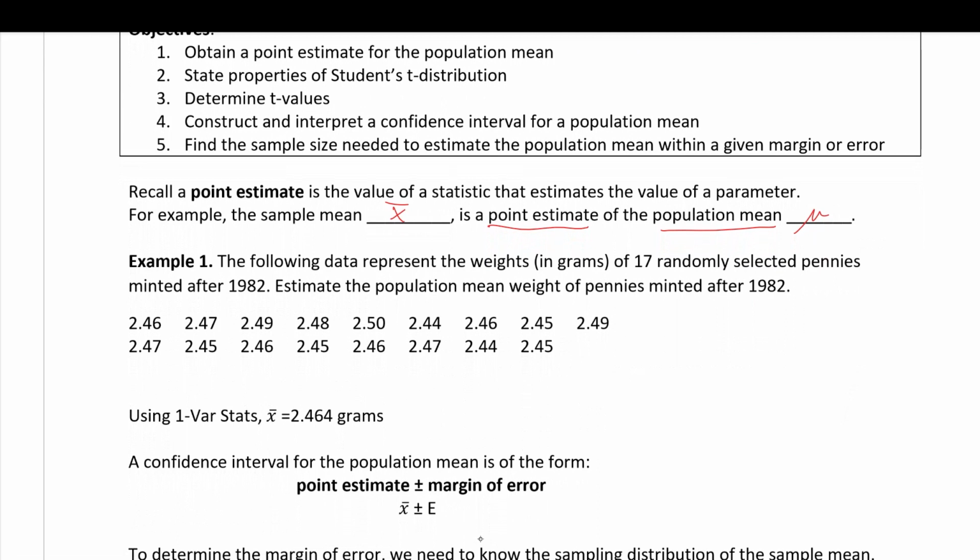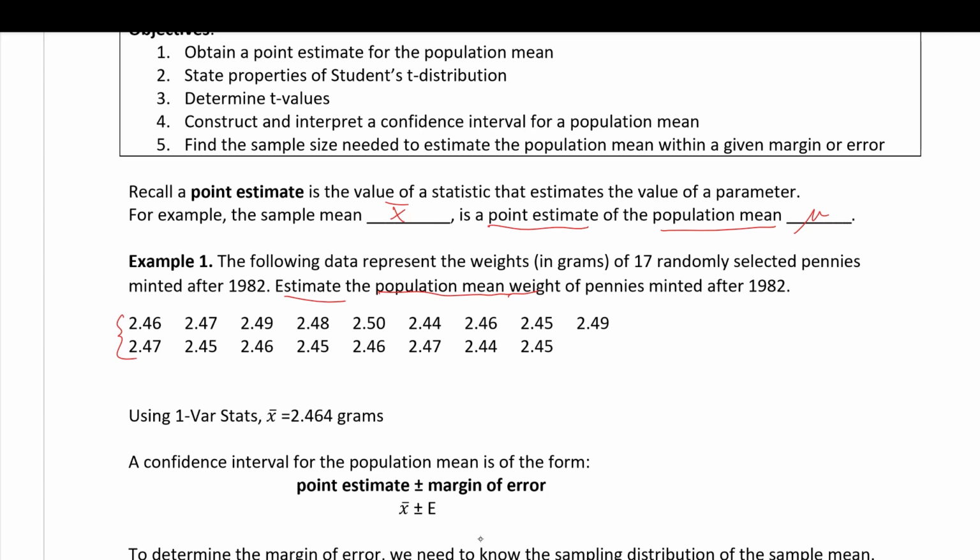It says, the following data represents the weights in grams of 17 randomly selected pennies minted after 1982. Estimate the population mean weight of pennies minted after 1982. Well, obviously we don't have access to the entire population data, so we have to estimate it by taking samples, which we have here, and to find a point estimate for the population mean, that's just our sample mean, right, which is x bar.